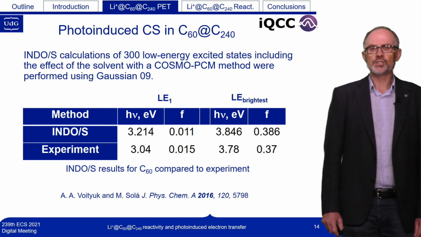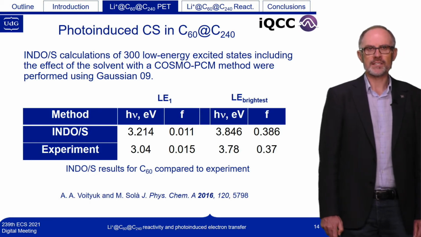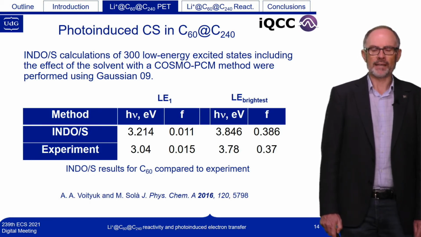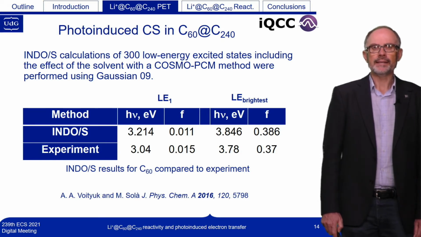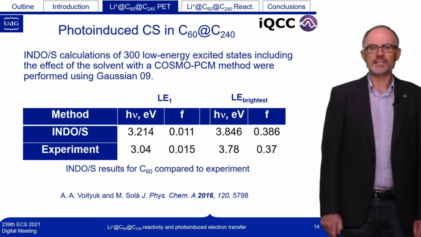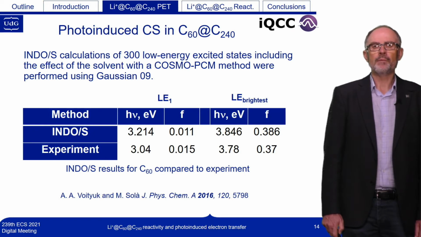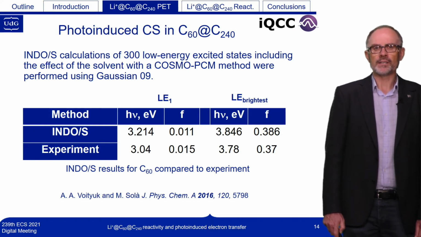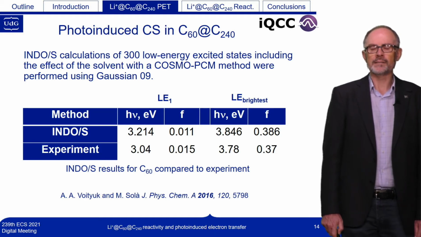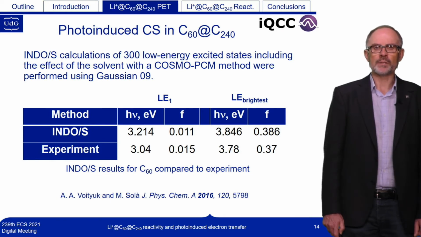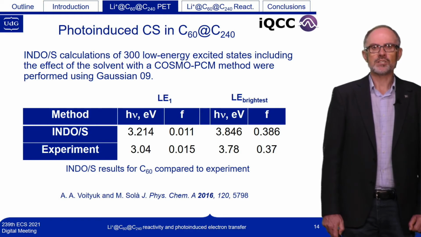The first calculations we did were done with the endohedral semi-empirical method. As you can see in the table, for the lowest local excitation and the brightest local excitation, the experimental results match the theoretical calculations quite well, with errors lower than 0.2 electron volts. The oscillator strength of the brightest local excitation is 0.37, and this is an important result.